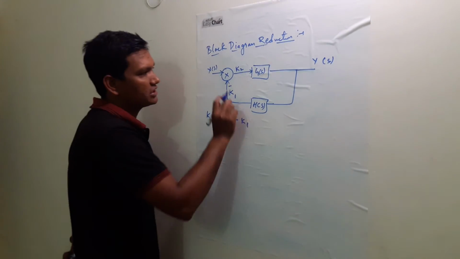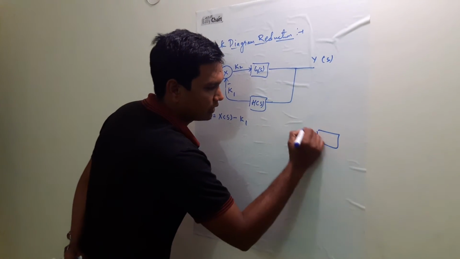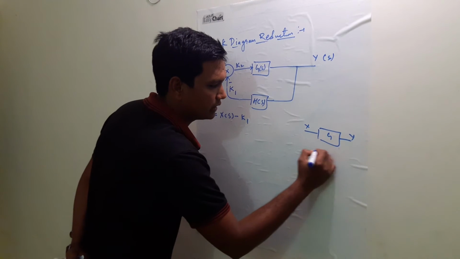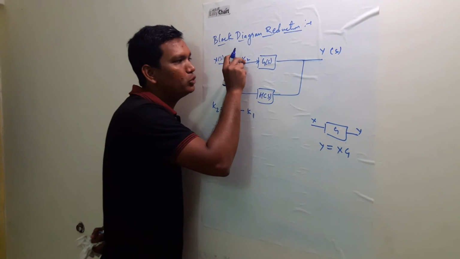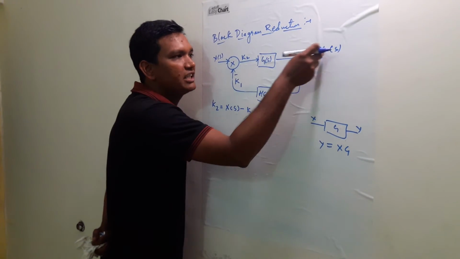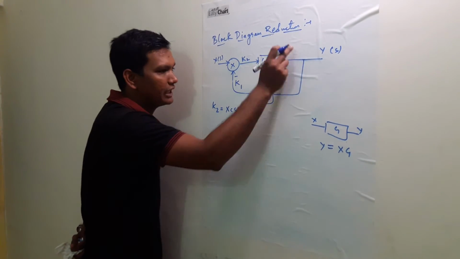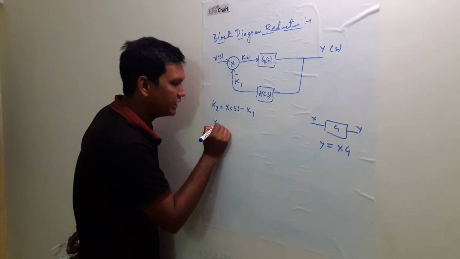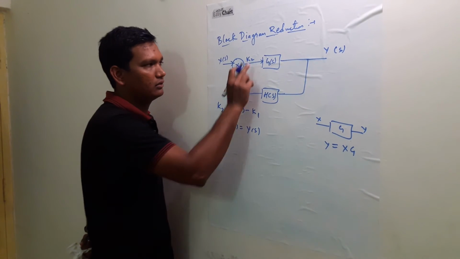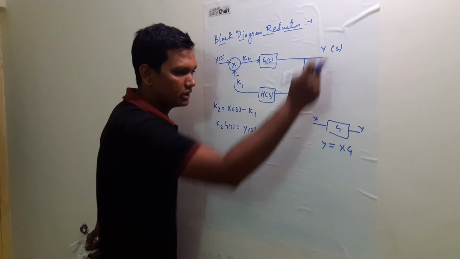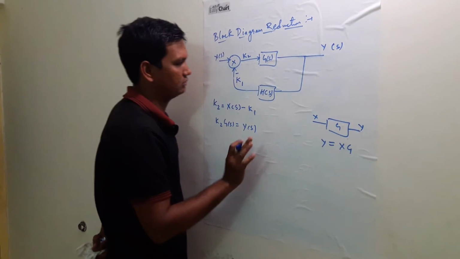Now, one of the properties which I showed you: if this is X, this is G, and this is Y, then Y is nothing but X times G. So can I say that K2 is getting into the block and it is giving me Y of S? With the same property, K2 times G of S is equal to Y of S. Same thing, X into G equals this.